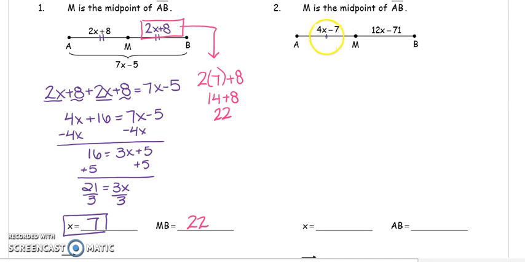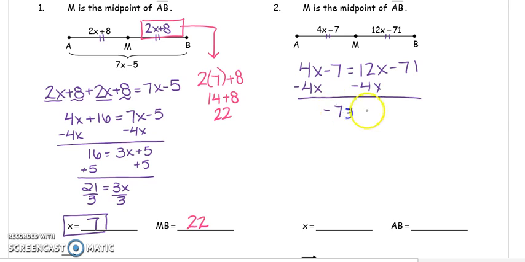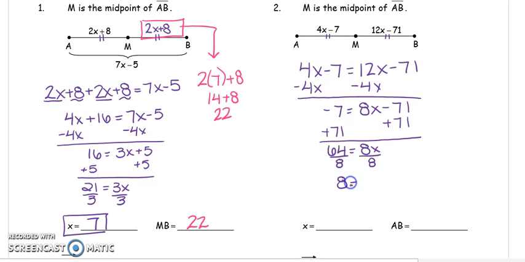Again, M is the midpoint. Let's mark those two pieces equal. Since we're marking them equal, we can set them equal. 4x minus 7 equals 12x minus 71. I'm going to move the smaller x over, so I'm going to subtract the 4x. That is a negative 7 is equal to 8x minus 71. And then I'll add the 71, making 64 equal to 8x. If we divide by 8, we've got 8 is equal to x.